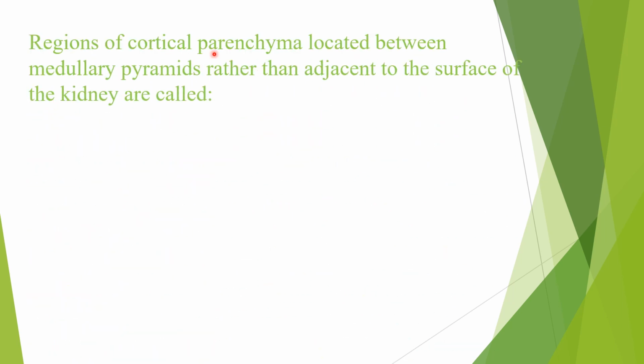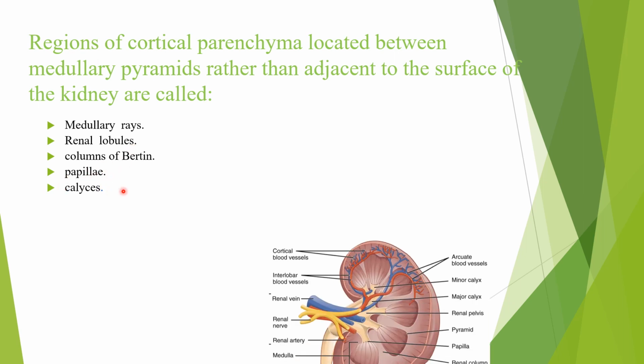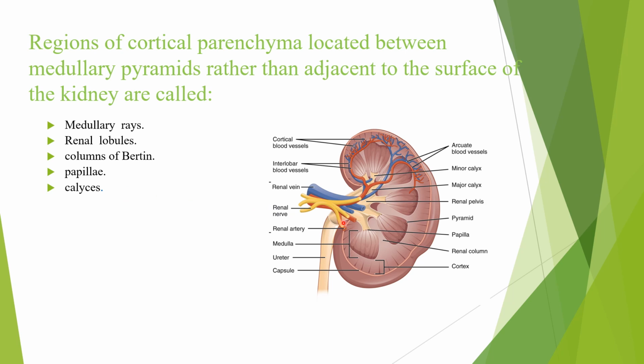Next question: the region of the cortical parenchyma located between medullary pyramids, rather than adjacent to the surface of the kidney, is called? The options are medullary rays, the renal lobules, columns of Bertin, papilla and calyces. You can again understand through this diagram that these are the renal pyramids. This is the area of the cortex, and this area located in between the medullary pyramids and away from the surface is given the name of renal columns of Bertin. So the correct option is the columns of Bertin.